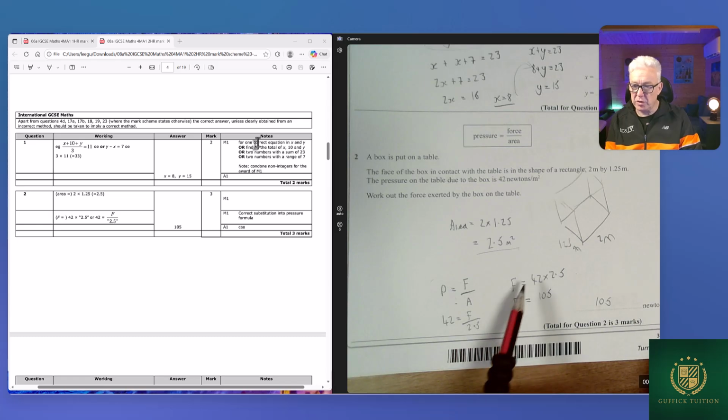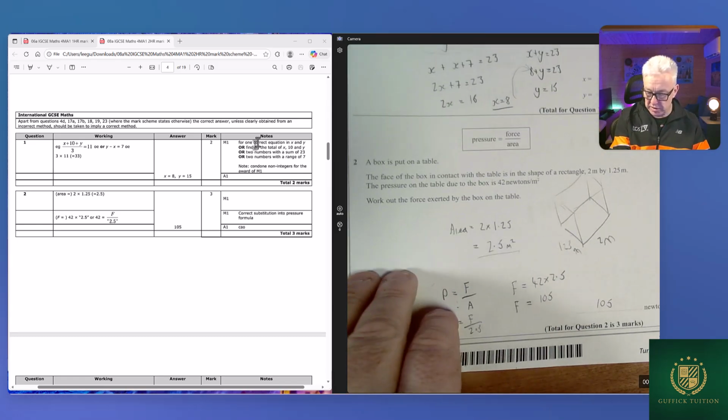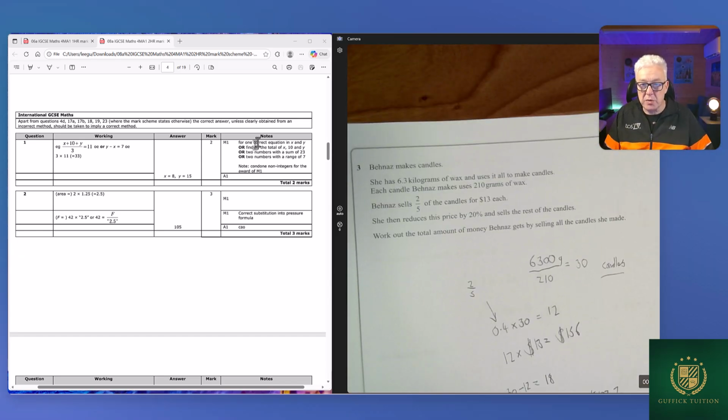So therefore the force is 42 times 2.5, which is 105 newtons. Okay, all right, that's that question. Right, let's look at the next one.